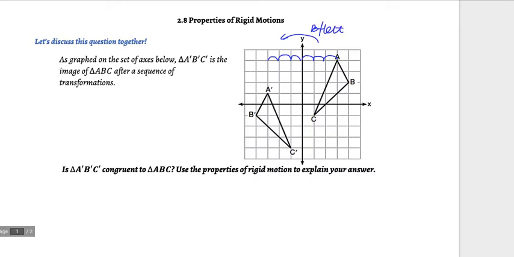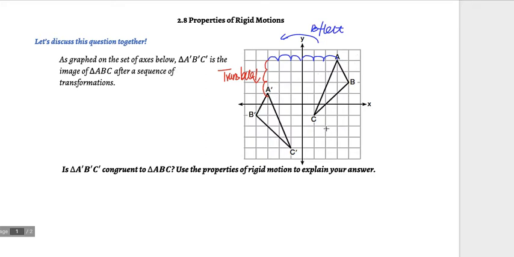And then we notice A is definitely not yet at A prime, so that's a temporary position. In order to get A prime, I need to move down 3 units. So it's like a translation. So it seems that we reflect across the y-axis and then translate 3 units down. That's what happened to A prime.